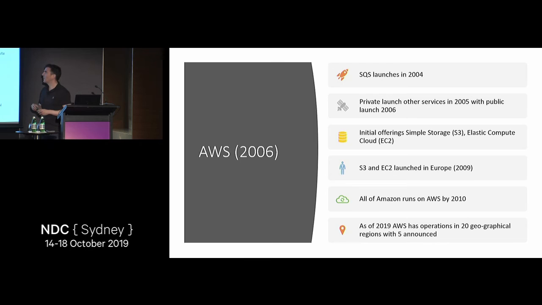So they launched a service called SQS, Simple Queue Service, which is obviously still around today, way back in 2004. And by 2006, they've got their main offerings of simple storage, or S3, and Elastic Compute Cloud. And this launched in a US market first of all, with the rest of the world a little bit later. And by 2010, all of Amazon's infrastructure is running on the AWS services. Now, as we know, Amazon's a hugely popular site, and this dog fooding of their own services enables them to focus on developing a very reliable, high-performance infrastructure.